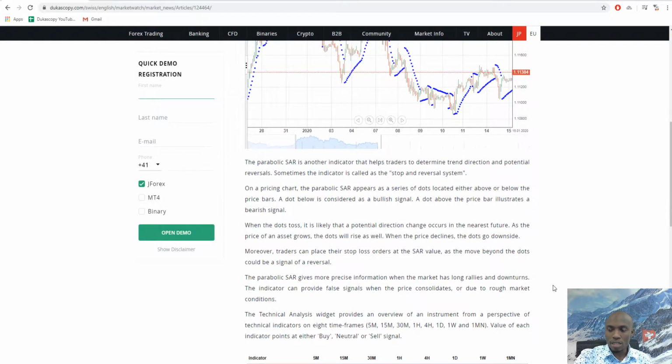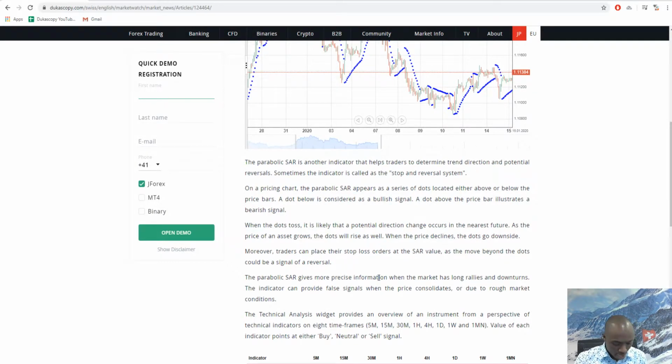Let's take a look at parabolic SARs. What is parabolic SARs? According to the author of these articles, my colleague, parabolic SARs is another indicator that helps traders to determine trend direction and potential reversal. Sometimes the indicator is called stop and reversal. It's not sometimes, it's called stop and reversal. I will put it on my own terms.